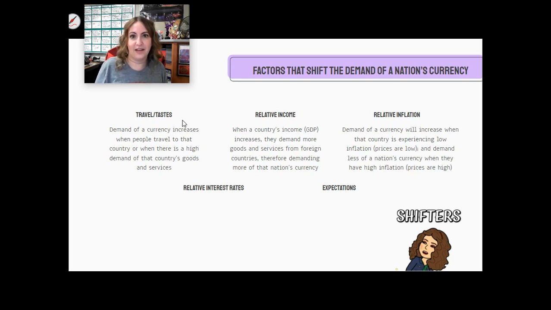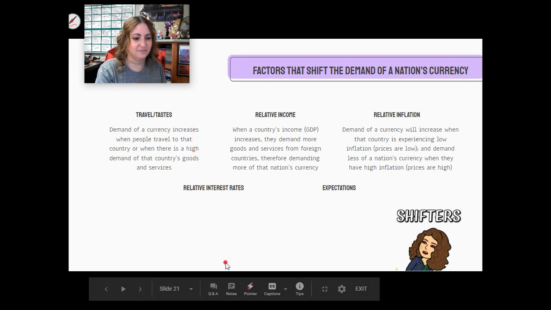Why don't we import stuff from Zimbabwe? Because they have extremely high inflation. Things are expensive. And so we're not going to buy things from a country when we can't afford their stuff anyway, because they have too high inflation.